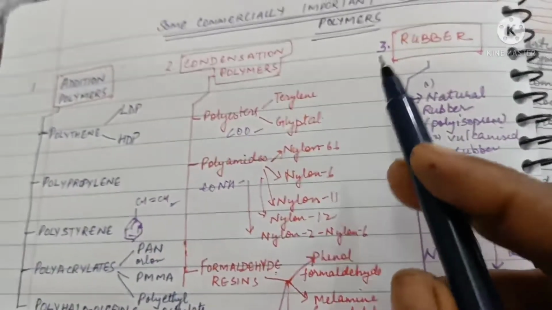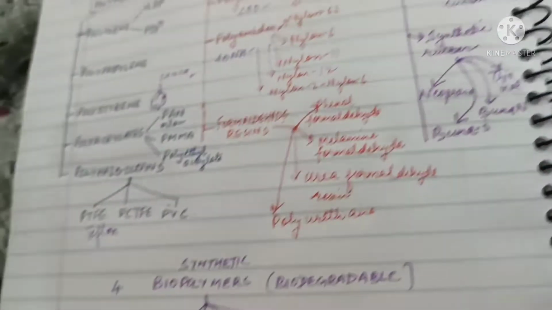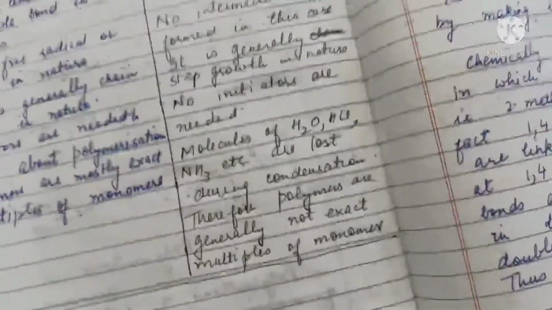These we have done in our previous video. Today we'll be talking about rubber, its different types, and synthetic biopolymers. So let's begin with rubber.